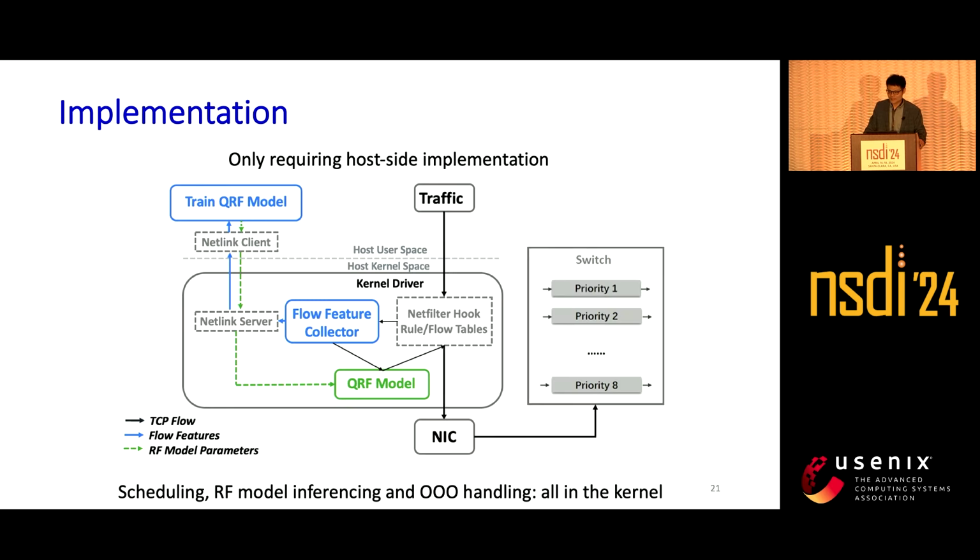So we have implemented the QCLIMB prototype. It only requires end host implementation, and at the switch side, only the strict priority queuing is required, which is the built-in function in the existing commodity switch. So we implement the scheduling and the random forest model inference as the Linux kernel modules between the NIC driver and the TCP/IP network stack. And for the out-of-order handling, we implemented it between the TCP and IP layers.